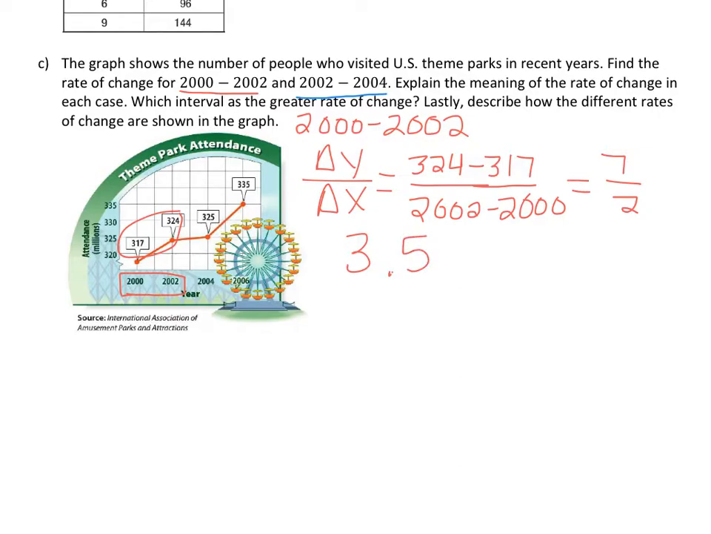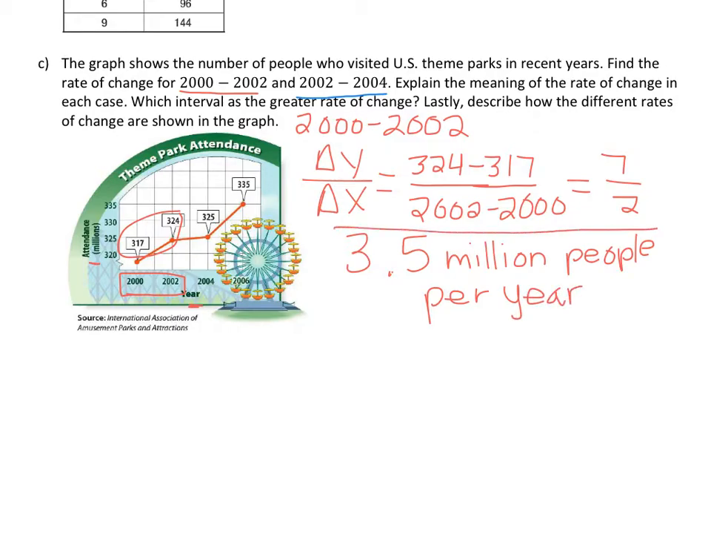But what does that mean? Remember, we take our y label over our x label. Our y label is millions, attendance, so people. And our x label is year. So it's 3.5 million people per year. So that's the first part of my answer for 2000 to 2002.